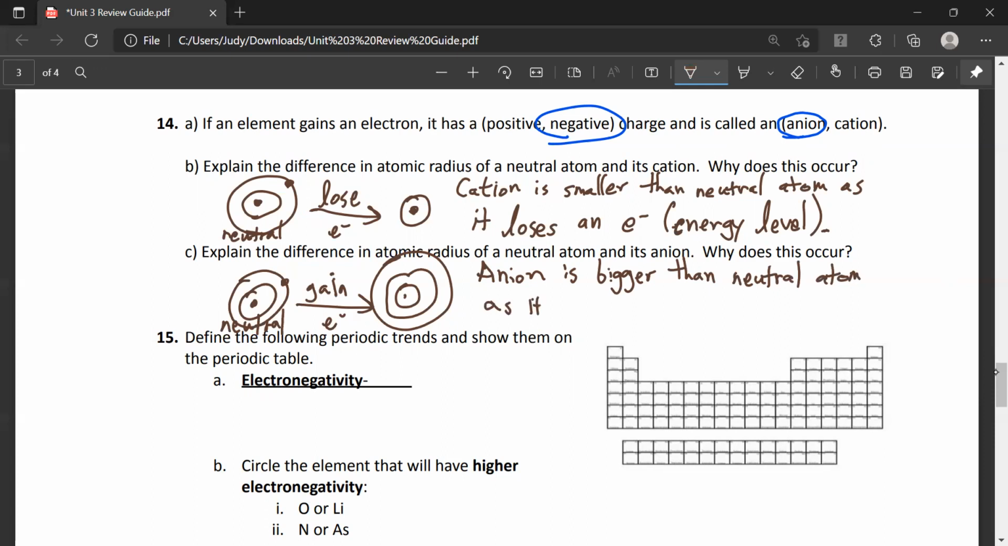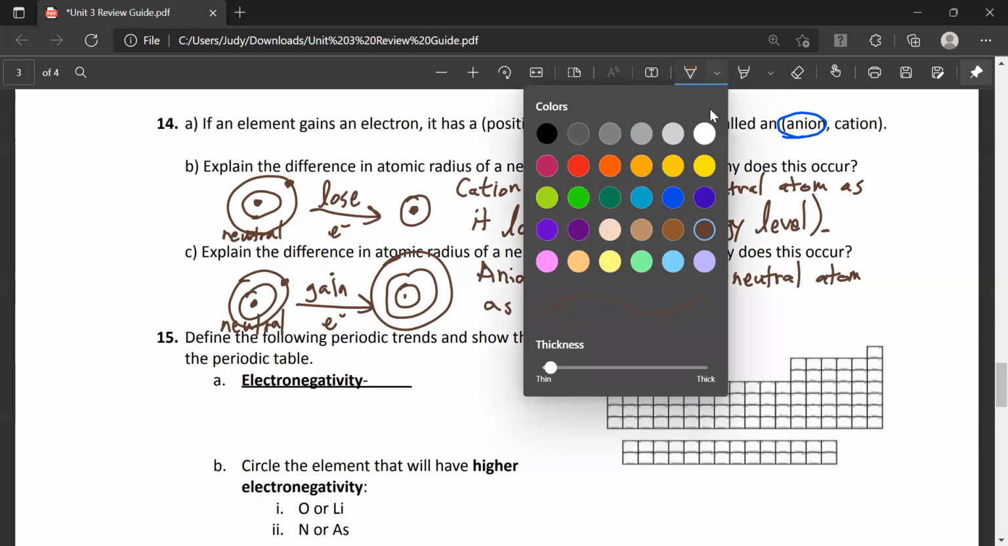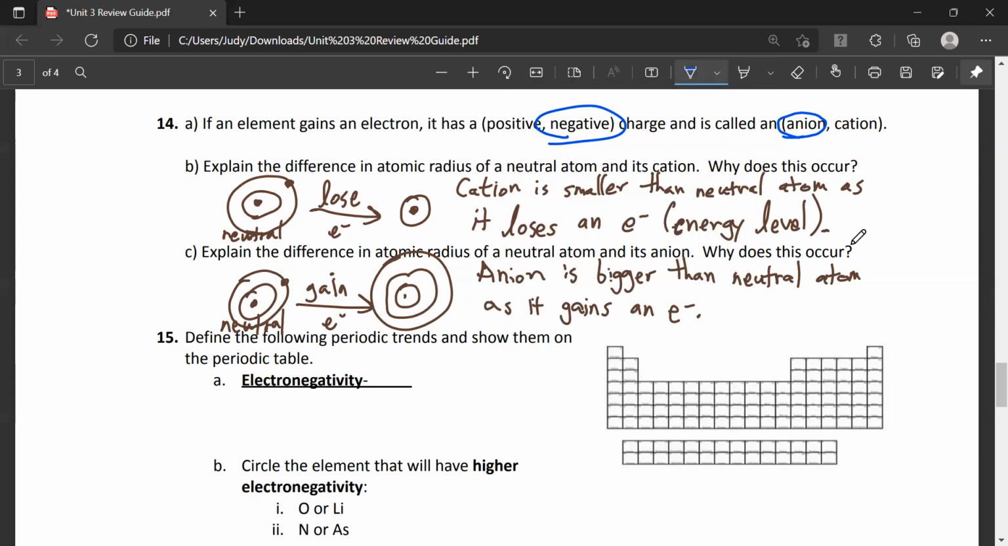As it gains an electron. Okay. That's basically what it's saying. So if we lose an electron, we lose an energy level, and it gets smaller. If we gain an electron, then we are going to have something bigger than the neutral atom. So that is something that you guys need to know. It's pretty simple. So keep that in mind when you guys are going over the study guide.